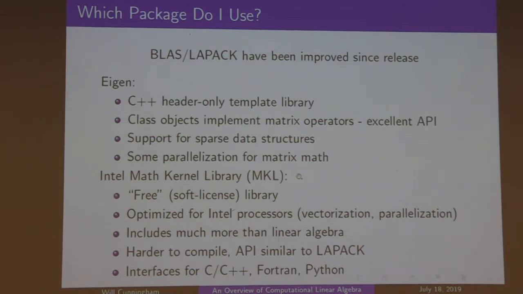MKL is the Math Kernel Library provided by Intel. It's free, but there's sort of a soft license. So you do have to go through Intel's website and say that you're downloading it for academic use only, and then you get a free copy of their compilers and the library and all sorts of other stuff.